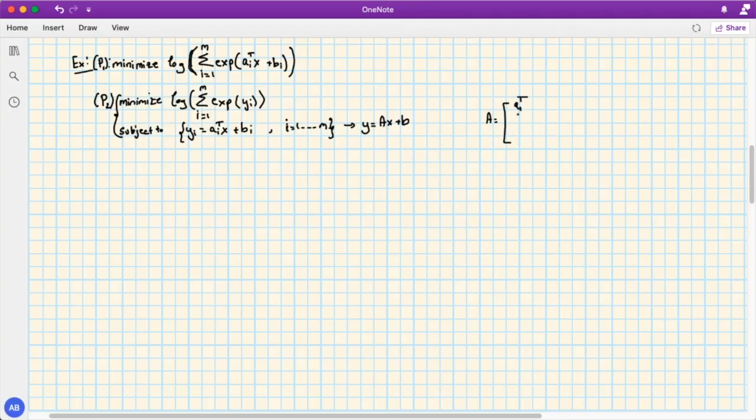A1 transpose down to AM transpose. Okay? So I'm going to erase this and replace it with this.